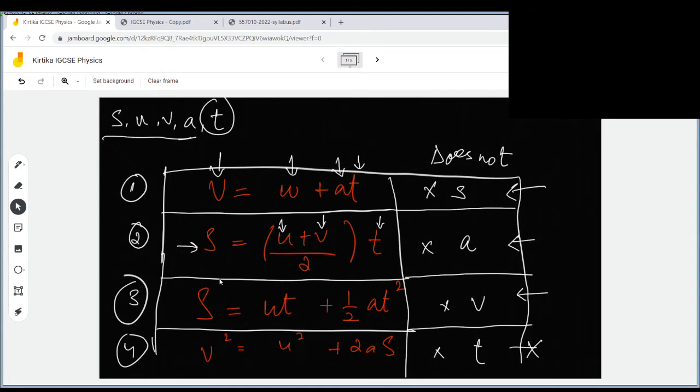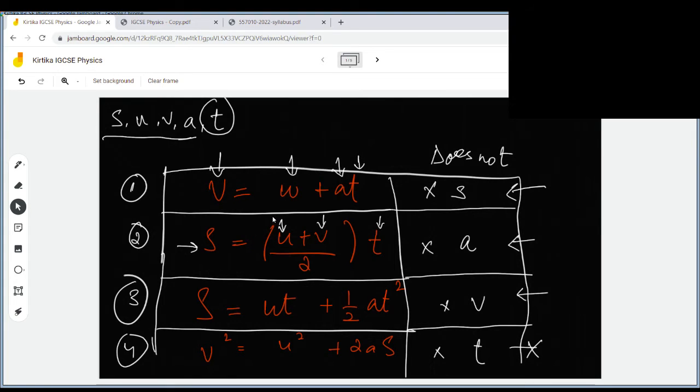I can rearrange this equation to make S the subject, and then find the value of S using this equation as well. But the thing is, I don't have the value of V. I can still use these equations, but it would unnecessarily prolong the solution. For example, first I can find the value of V using the first equation, V = U + AT, and then use that value of V in S = (U + V)/2 × T. It would unnecessarily prolong the solution, where I can just find it using this one equation instead of two.